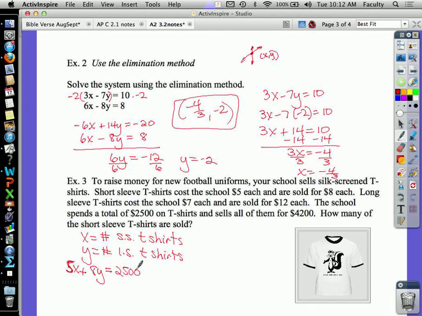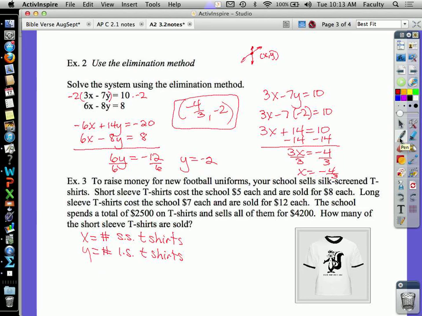All right, and then now we've got how much they're selling them for. So now can you give me the second equation? It would be 7x plus 12y equals... No, would it be 5 and 7, and then 8 and 12? That's what I'm confused about. The t-shirts cost the school $7, and then they sold them for eight. You're absolutely right. Absolutely right. Okay, so let's go back.